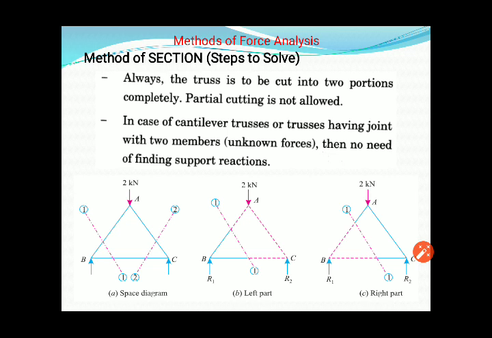Now, method of section, steps to solve. Always the truss is to be cut into two portions completely. Partial cutting is not allowed. In case of a cantilever truss having a joint with two members of unknown force, there is no need to find the support reactions. In cantilevers you can find the reactions, or if you ignore that then also it's fine, but keep the habit of finding support reactions for cantilevers also.